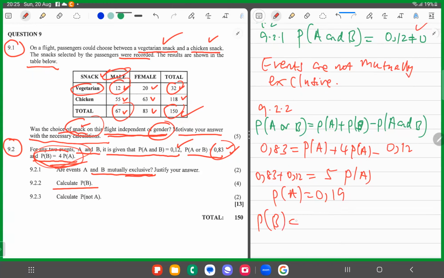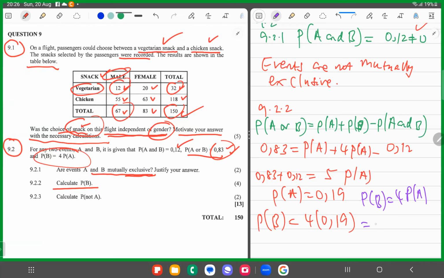This means the probability of B is 4 times 0.19. This is true because you've been told that the probability of B is 4 times the probability of A, so 4 times 0.19 is 0.76. We needed to calculate the probability of B and we've just done that in 9.2.2. And now in 9.2.3, we want the probability of not A.